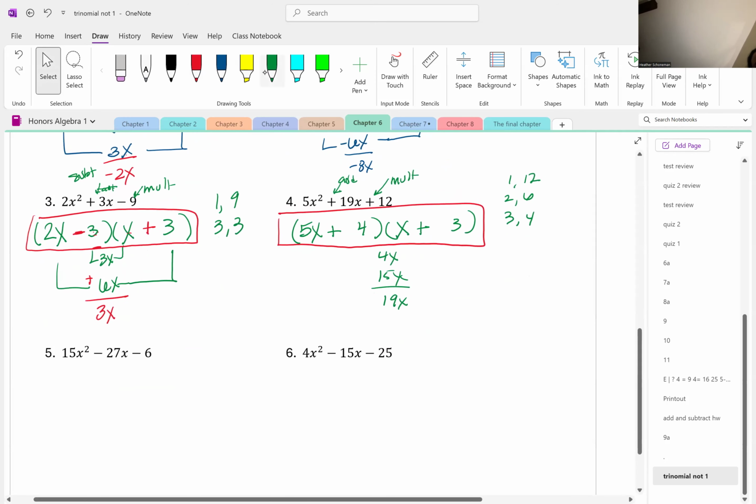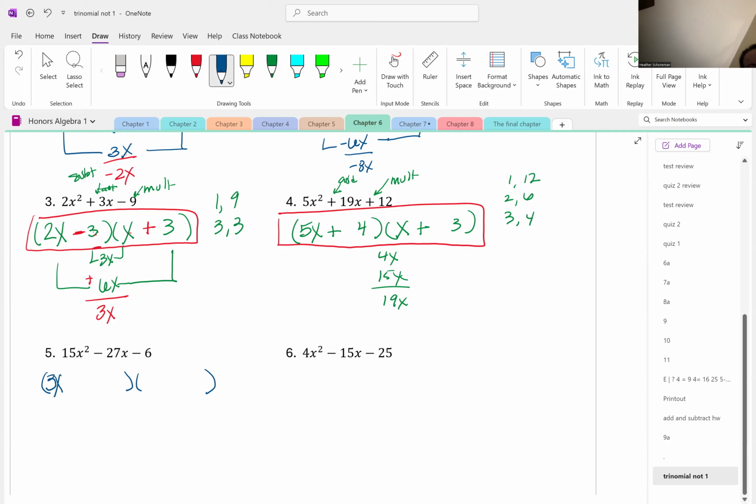All right, 15. Now, there's a lot of things that multiply to 15, but 3 and 5 is the most common, so that's probably the best way to start. So I'm going to start with 3x and 5x. Now 6, I could do 1 and 6, and I could do 2 and 3. 2 and 3 is more common, so it might be a nice place to start. Now this time they're going to multiply to a negative, so my signs are going to be opposite.